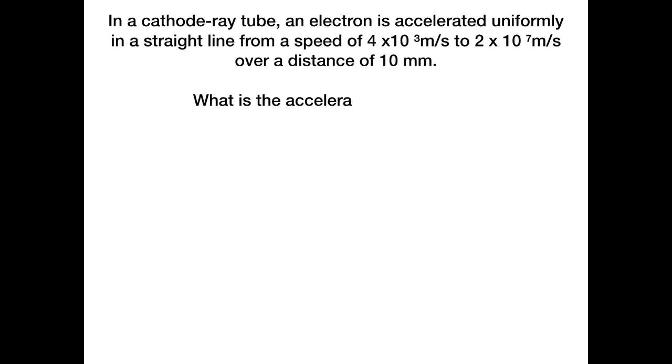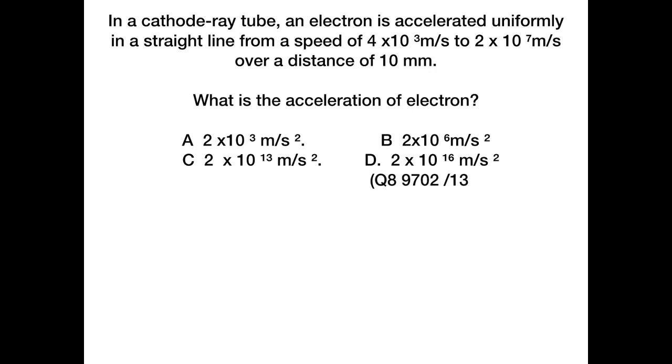Now it says, in a cathode ray tube, an electron is accelerated uniformly in a straight line from a speed of 400 into 10 power 3 meters per second to 2 into 10 power 7 meters per second over a distance of 10 millimeters. What is the acceleration of the electron? You can see the options are given to us, and the reference for this question is paper 13, May June 2014. So you can see they're talking about the CRO, which is normally studied at initial levels, particularly even in O levels or in metric.